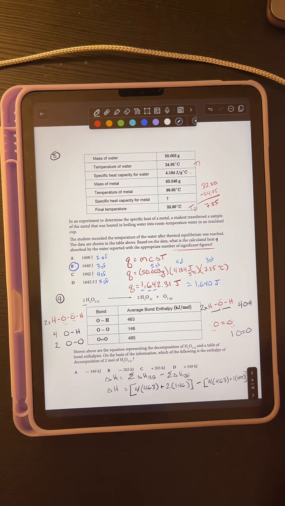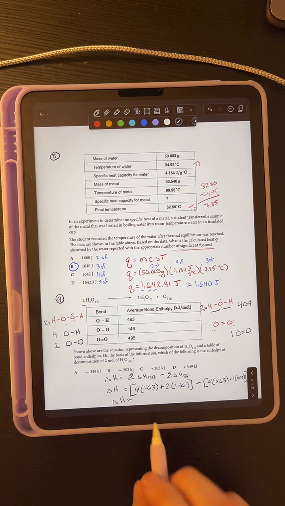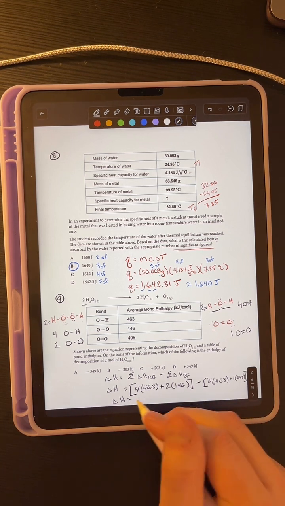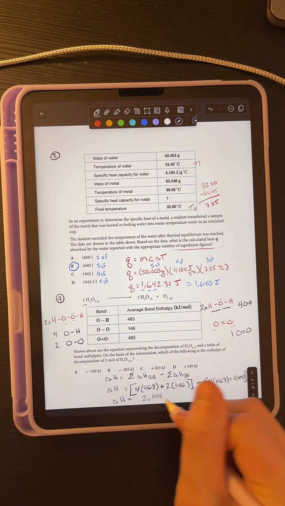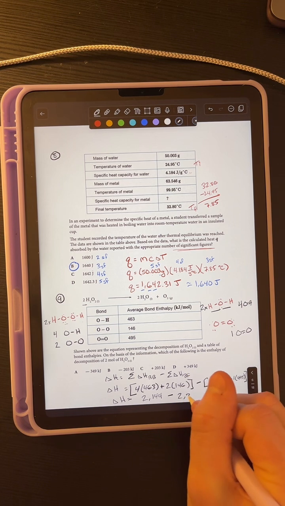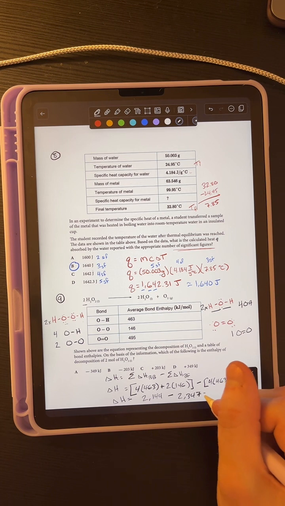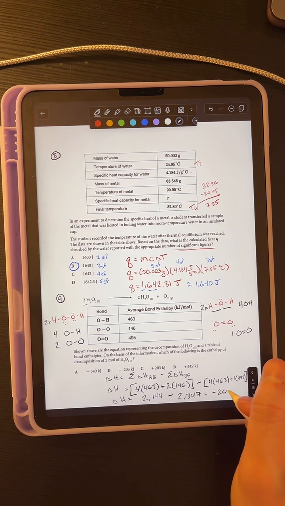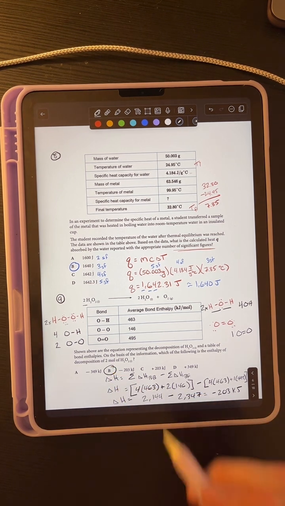Now, if we were to solve all of this out, I'm going to do it piecewise, but I don't have enough room here. So if we were to solve this first piece out, that's 2,144 minus the second piece, which would be 2,347. And when you do that math out, you get a negative 203 kilojoules. And that is choice B.